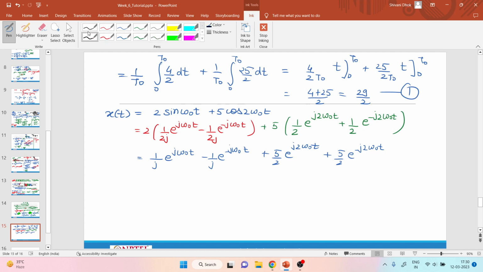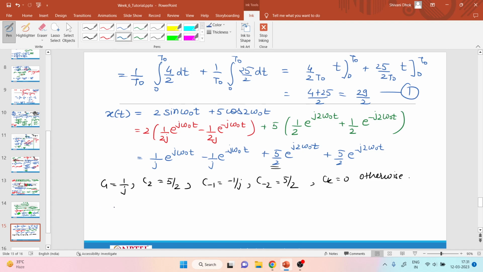So if I compare it with x(t) equal to the summation of complex exponentials, then my c1 is 1 by j, my c2 is 5 by 2, then my c of minus 1 is equal to minus 1 by j, and my c of minus 2 is again 5 by 2, and ck is equal to 0 otherwise.